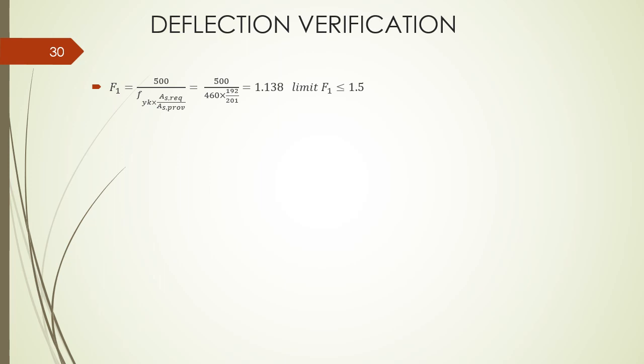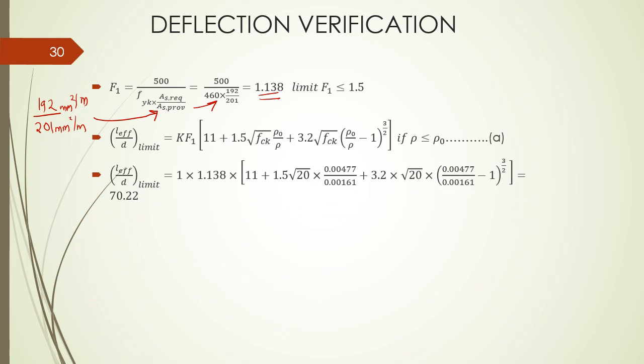F1 is given as that. We required 192 millimeter squared per meter, even though we provided 201 millimeter squared per meter. That's there. It goes ahead and does that, and we find that F1 is 1.138.